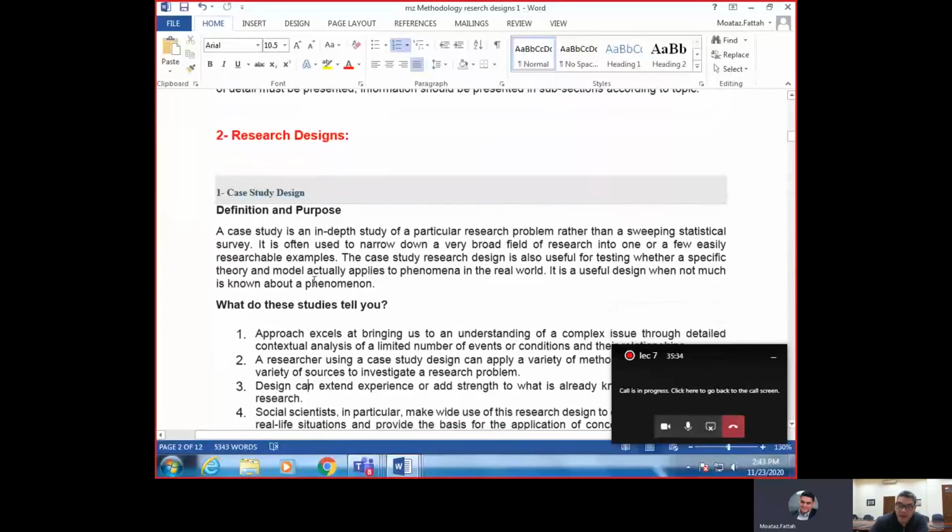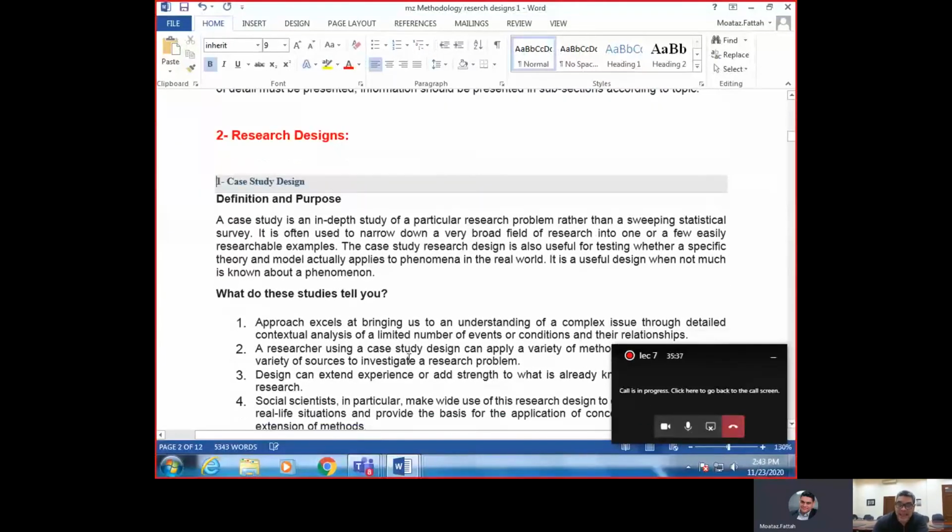That's a very common research design, which is a case study design. It is an in-depth study of a particular research problem rather than a sweeping statistical survey. So because Osama bin Laden is so important, Osama bin Laden is my case study. I'm not going to study all terrorists. I'm not going to study 500 cases or 15 or 5. No, I'm going to focus on one person, Osama bin Laden. All my analysis is going to be Osama bin Laden. That's case study. And instead of studying all African countries, I'm going to study Nigeria. That's it, only Nigeria.